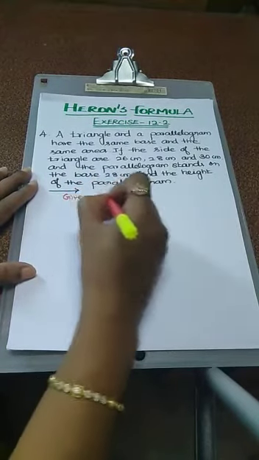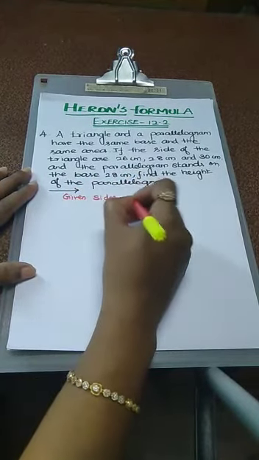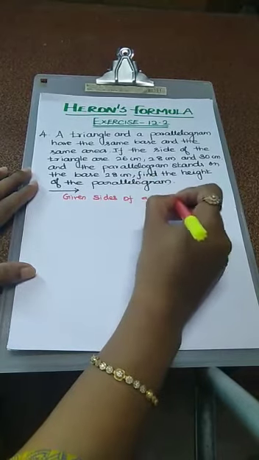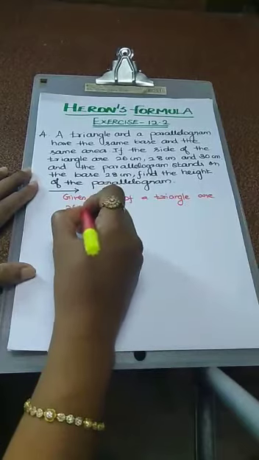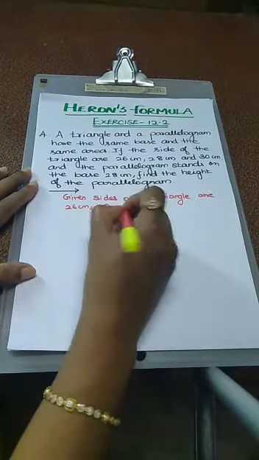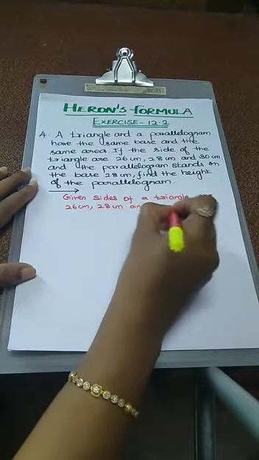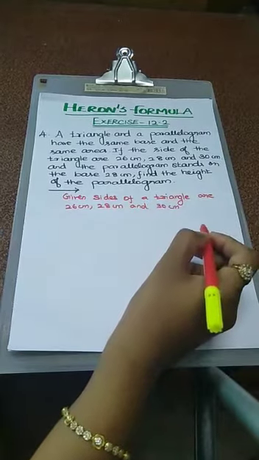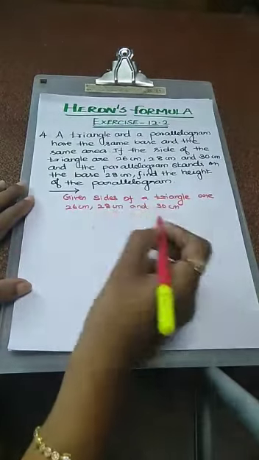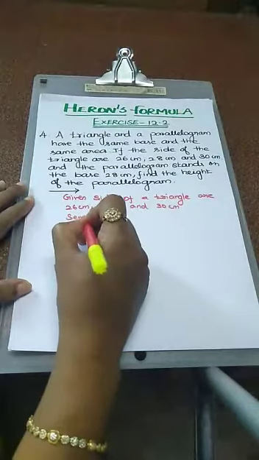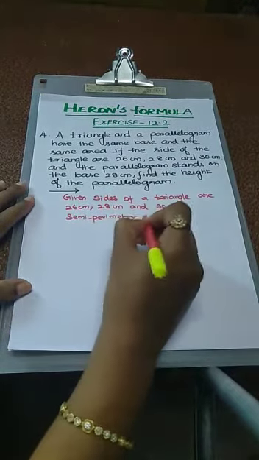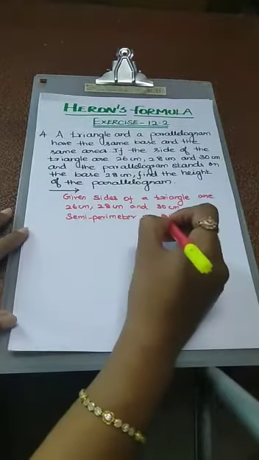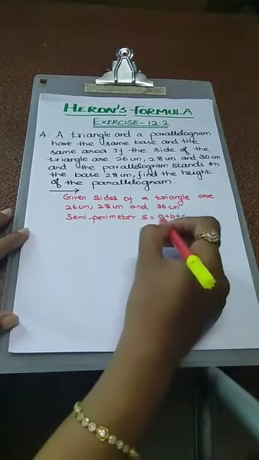First mention the given: sides of a triangle are 26 centimeter, 28 centimeter and 30 centimeter. So easily we have to calculate the semi-perimeter and area of a triangle. What is the semi-perimeter formula? That is S is equal to A plus B plus C divided by 2.